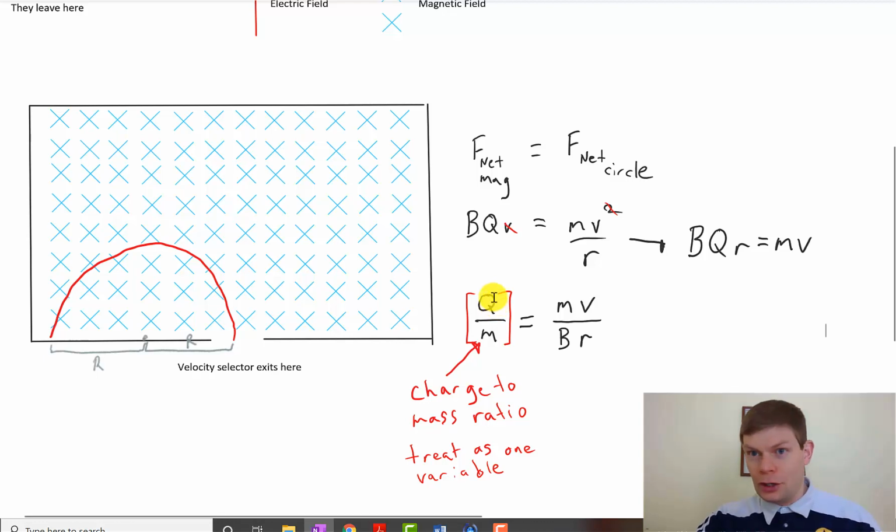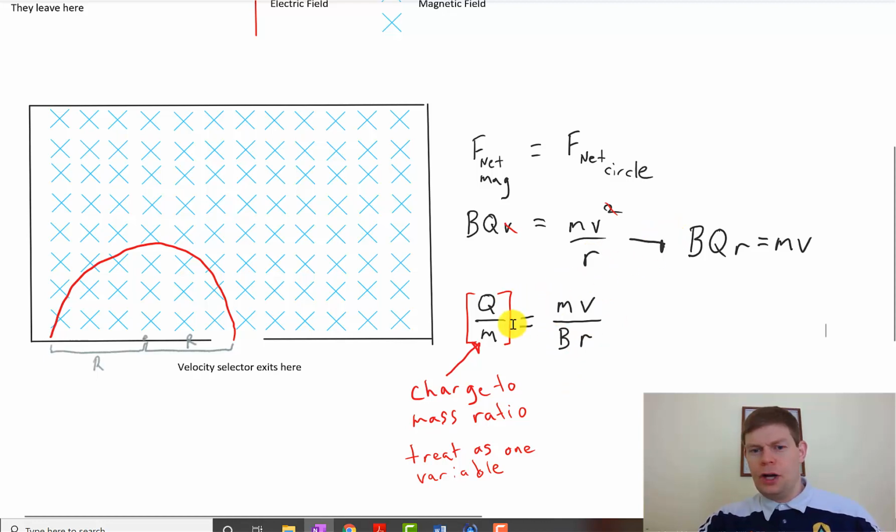It lets you identify your compound, because different things have different charge to mass ratios after they've been ionized with a given voltage or whatever. Anyway, so this is usually what you use to identify it. Know what a charge to mass ratio is. You're just solving for Q over M. Treat it like one thing. That's it. And if you rearrange your formula, it would be mv over BR.